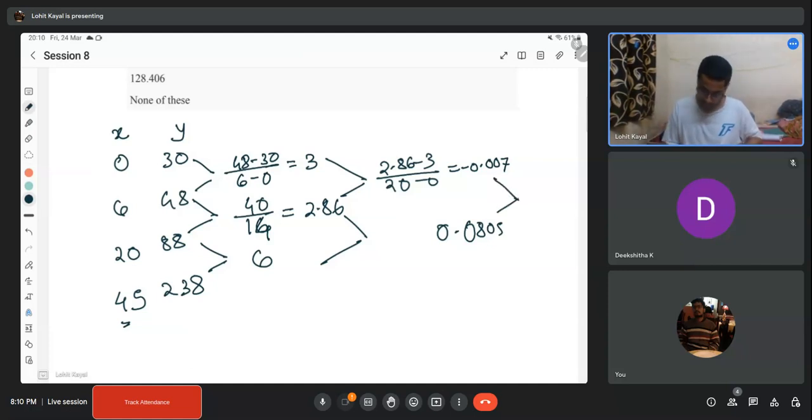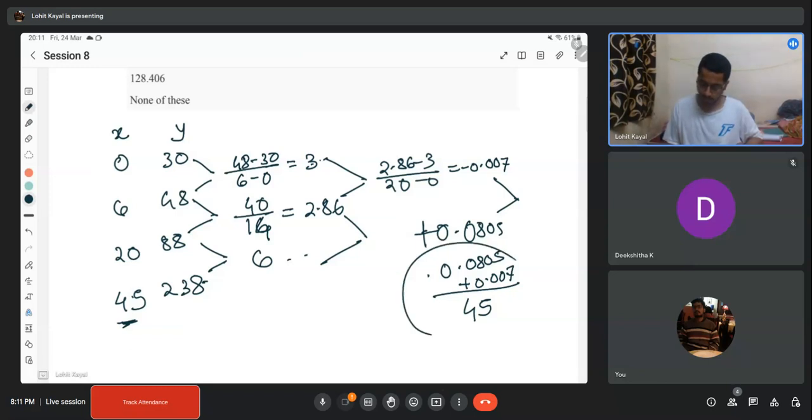And the final answer is here. The denominator will be 45 minus 0, because just following the arrow, it is going towards 6, going to 238, and the corresponding x is 45, and 0.0805 minus 0.007 in the arrow direction towards 3, then towards 30, and the corresponding x is 0. Okay, so the final result will be 0.0805 plus 0.007 divided by 45. So this will be your answer.